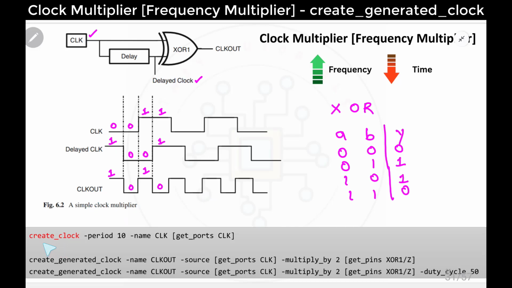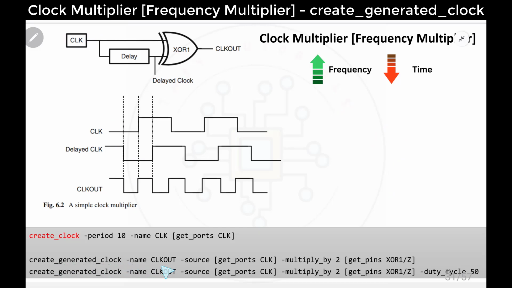Now let us see how to write the constraint. This part will be the same. Please check the previous videos on create clock. I'm taking a time period of 10 nanoseconds here, that is at the clock. This is the clock. Now I want a generated clock at CLK out. So create_generated_clock, hyphen name is CLK out, hyphen source. Where is it coming from? This is coming from the clock port. So hyphen source, get_ports CLK, and here I'm doing multiply by 2. Hyphen multiply_by is a switch and 2 is the factor.